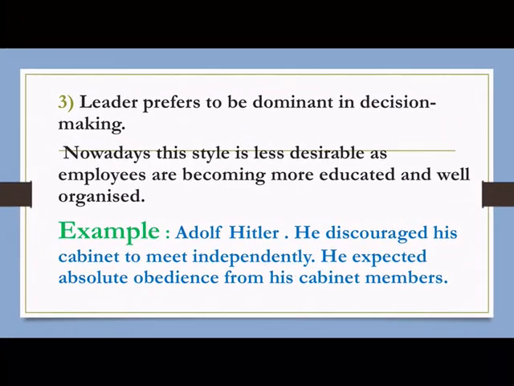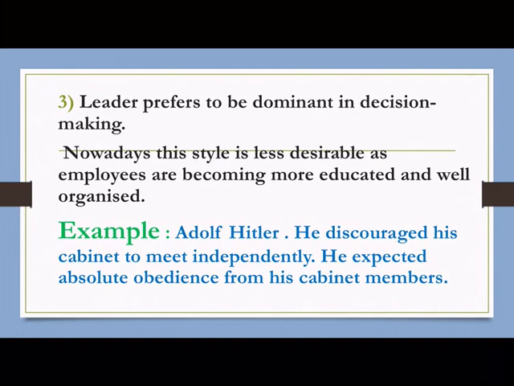Third is, the leader prefers to be dominant in decision making. So when the behavior or the attitude of the leader is of such a kind that he wants to be in a dominant position, he will definitely prefer the autocratic style of leadership.